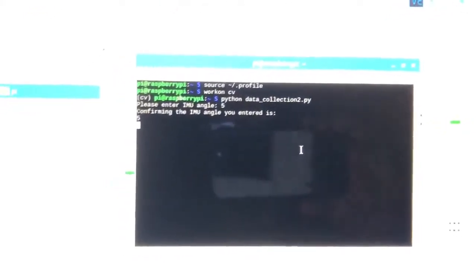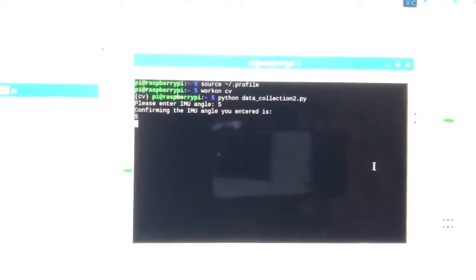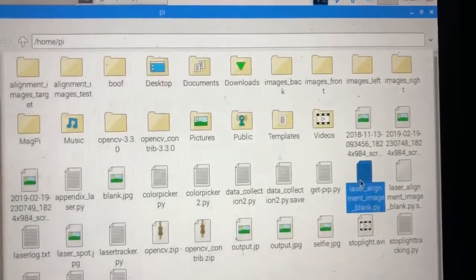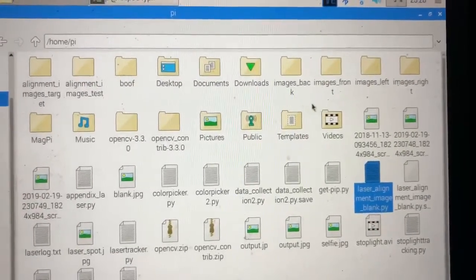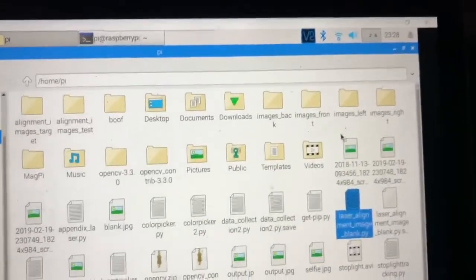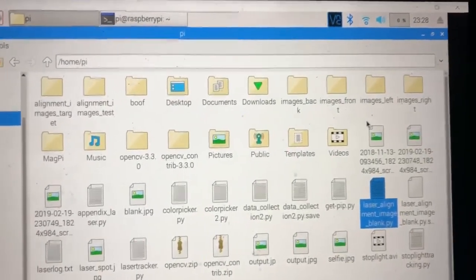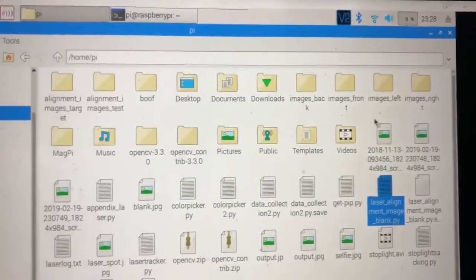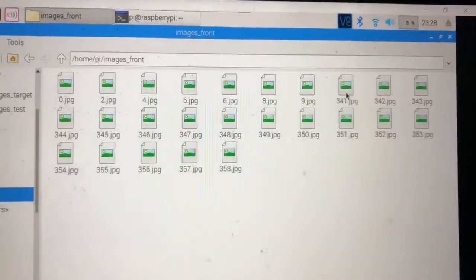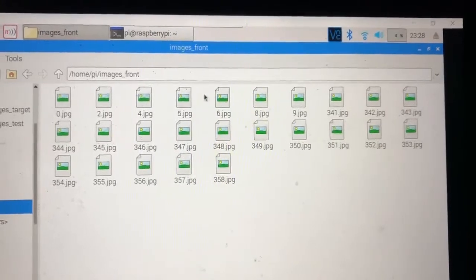While that's running, we can talk about my folder structure. Over here, we have all the different folders I made: images back, front, left, and right, so all four sides of the grill that I think are required to make the 3D point cloud complete. The one we just took is going to go in images front, and we can see it took the 5 degrees out of here.